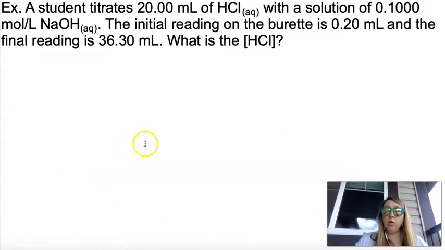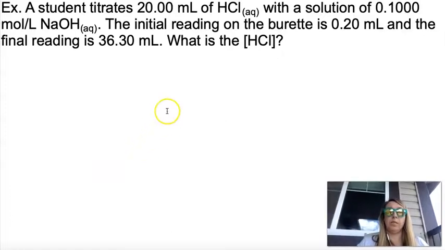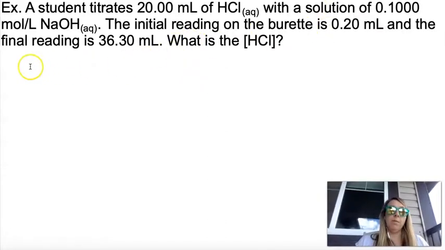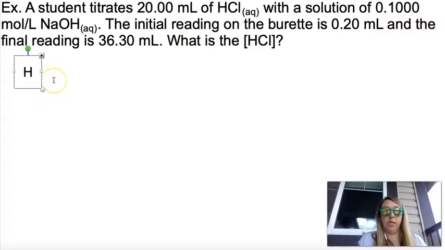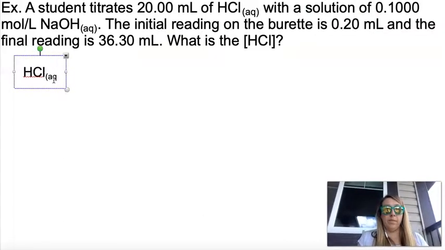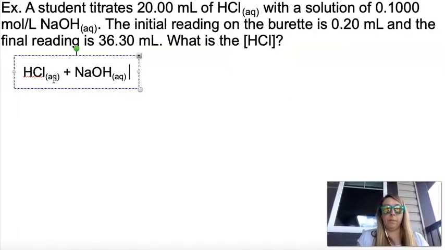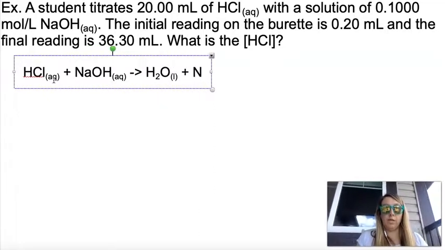Okay, so here's one more example. Basically it is the exact same thing. The only difference is this one didn't give you an entire data table, instead it just gave you 1 trial worth of data. Okay, but we're still going to start by doing the same thing, which is to write that balanced equation between HCl and NaOH. Okay, this is going to give us water and sodium chloride.